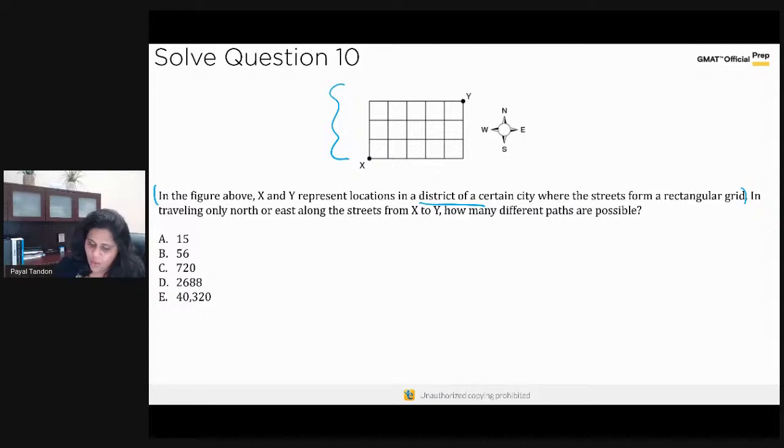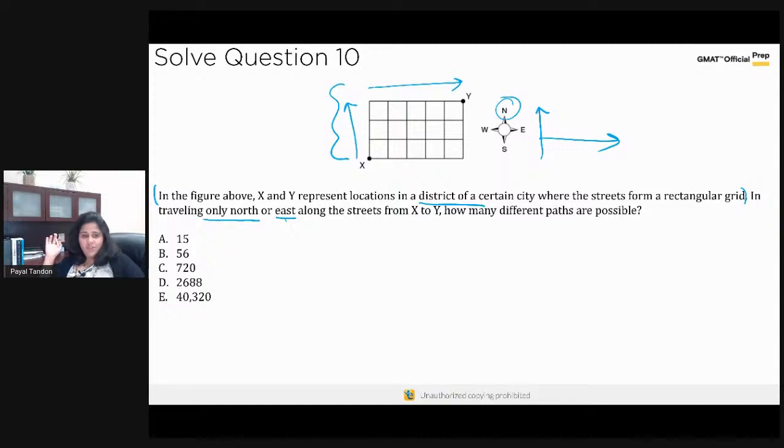In traveling only north, so you can only go north. So even if you don't know your directions well, that's okay. You've been given a compass here, or east, or in this direction. So you can only go in this direction or in this direction along the streets from X to Y. How many different paths are possible?